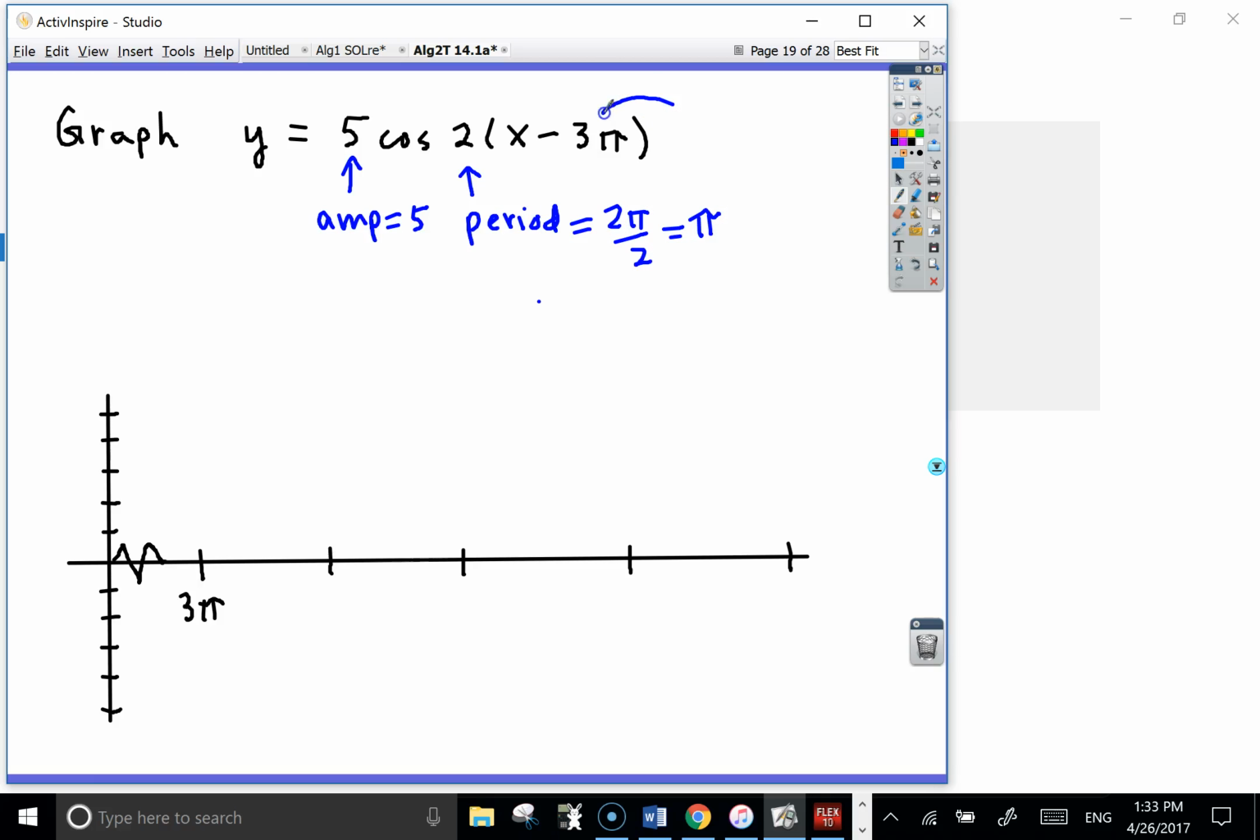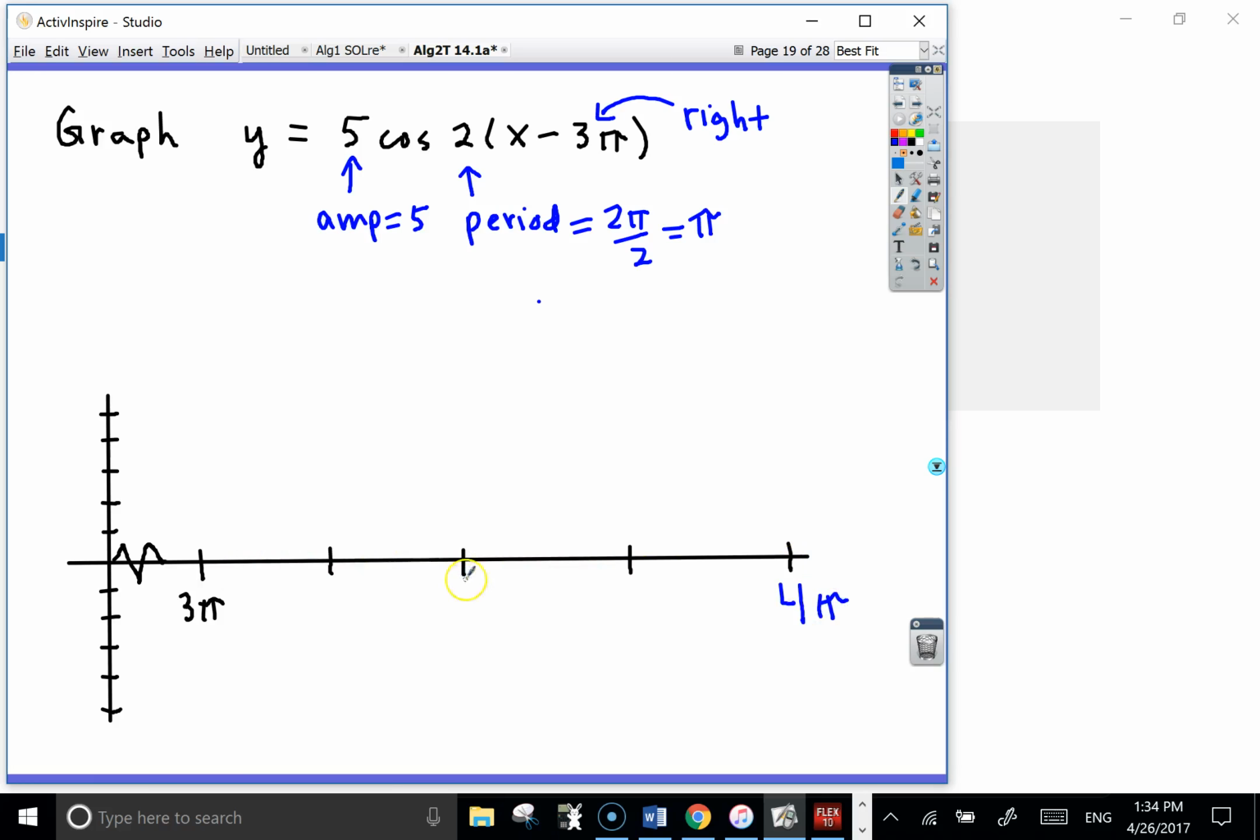And we could tell by this minus 3 pi that this is right 3 pi. So that's why I show it on the axis right here, a little break in the x-axis, and I pick it up at 3 pi. That's shifting it to the right 3 pi. Okay, now the period is pi, so it's going to go from 3 pi to 4 pi.